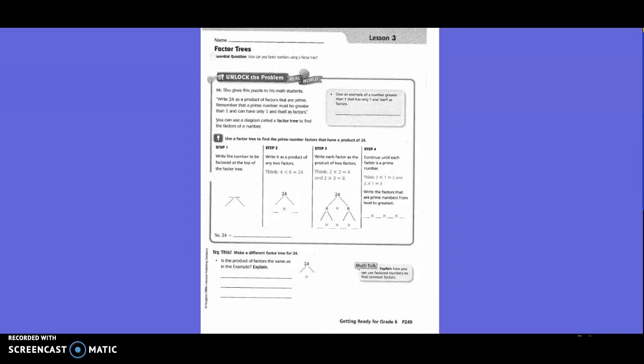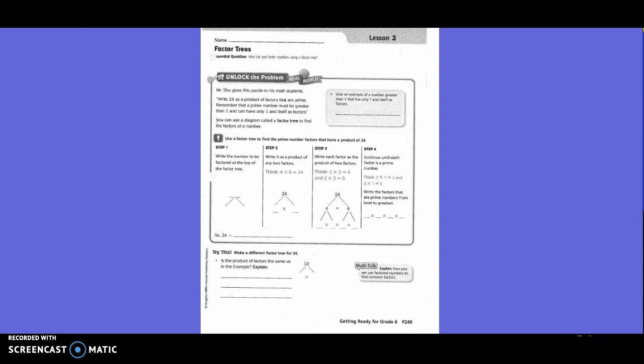Fifth grade, getting ready for sixth grade, lesson 3, factor trees. Unlock the problem. Mr. Shu gives this puzzle to his math students. Write 24 as the product of factors that are prime. Remember that a prime number must be greater than 1 and can have only 1 and itself as factors.